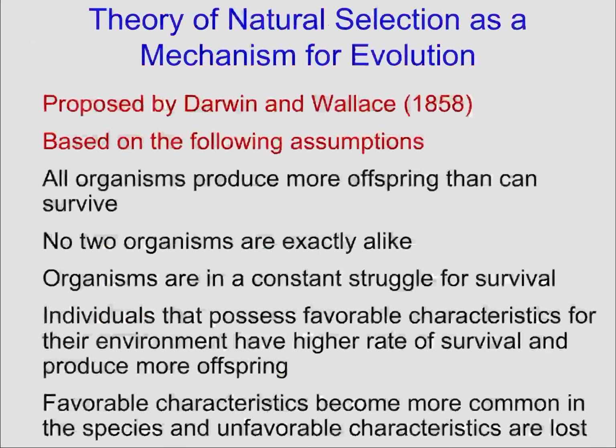So the theory of natural selection as a mechanism for evolution was proposed by Darwin and Wallace in 1858, and it's based on the following assumptions. All organisms produce more offspring than can survive. No two organisms are exactly alike. Organisms are in a constant struggle for survival. Individuals that possess favorable characteristics for their environment have a higher rate of survival and produce more offspring. Favorable characteristics become more common in the species, and unfavorable characteristics will be lost over time.